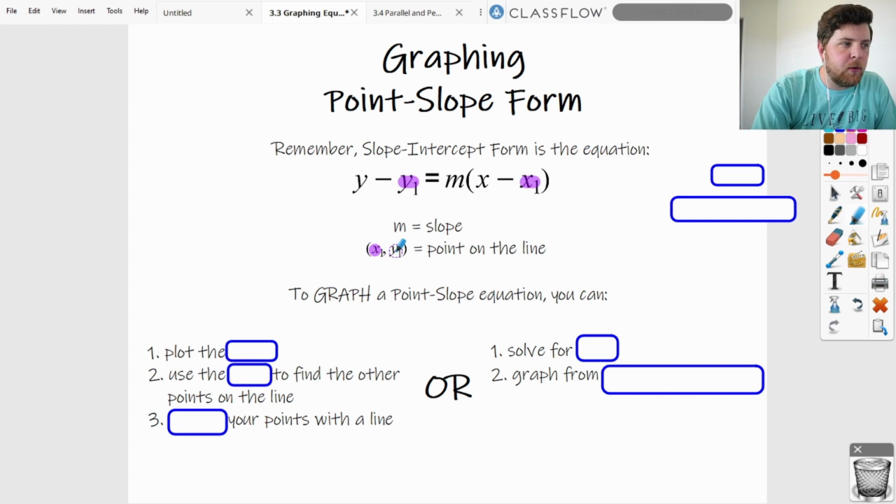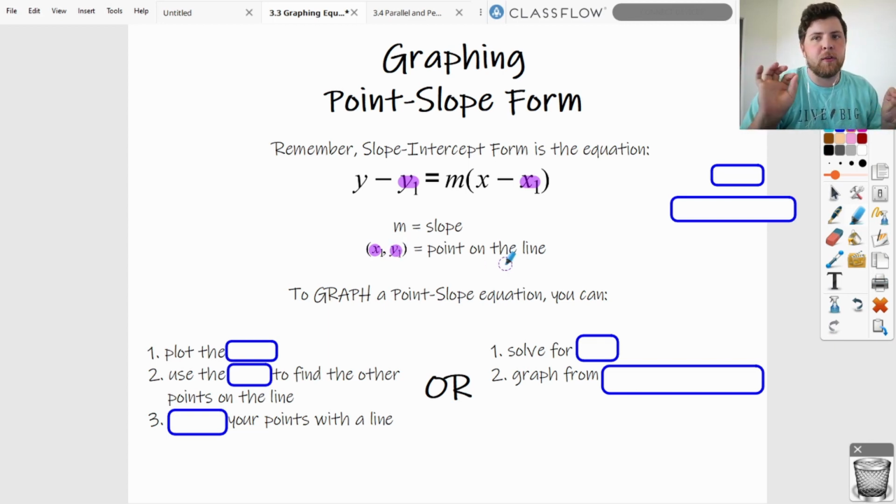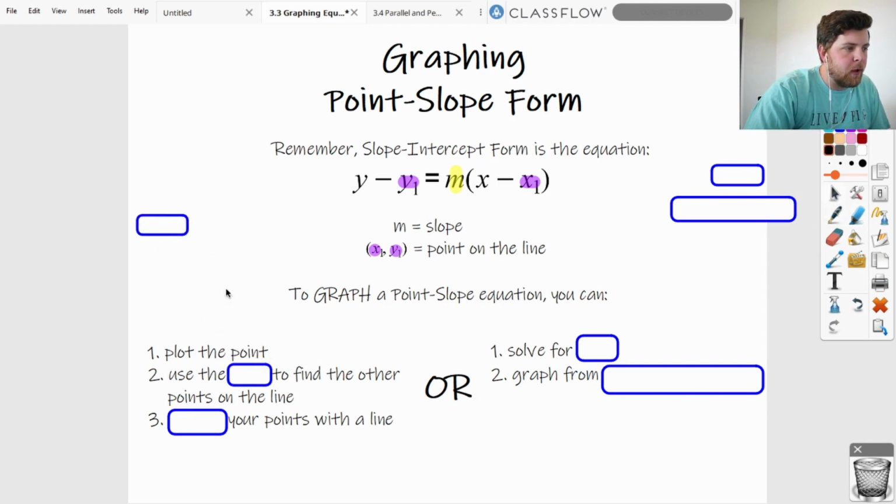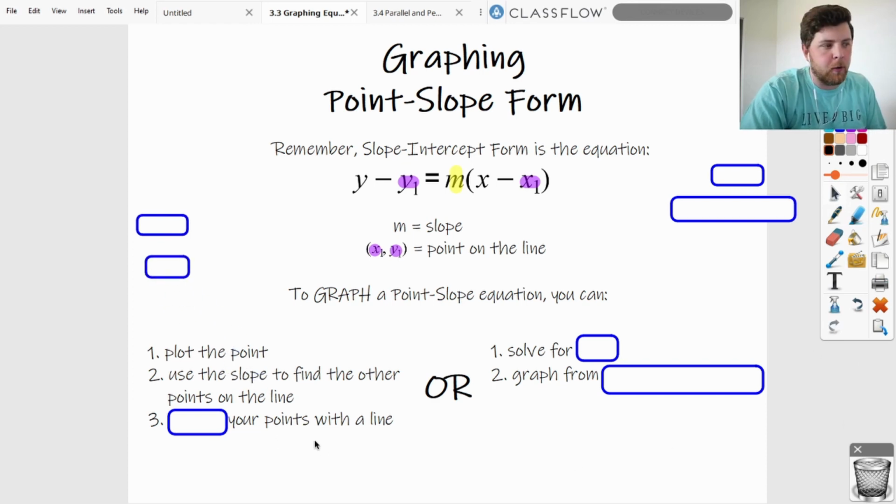And so they give you that as your quote-unquote starting point. Instead of giving you your y-intercept, you're going to start from the point that they give you on the graph, where m is still your slope there. To graph these, you are simply going to plot the point that they give you, and then use the slope to find your other points. Then once you have that done, you're going to connect your points.